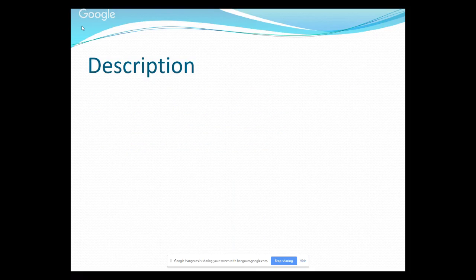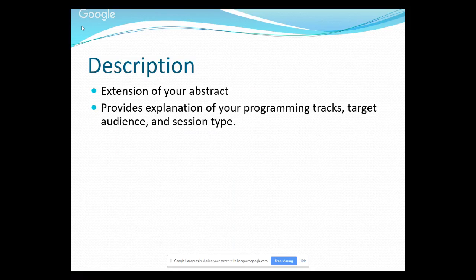Cool. So your description is going to be, in essence, an extension of your abstract. This is the internal facing part of your program proposal. It's going to provide an explanation of your programming track, your target audience, your session type that we just talked about. And it's going to make sure that you explain why the content is relevant. So you're going to talk about in this description what participants are learning, and specifically you're going to talk about why you chose to have them learn in that way.